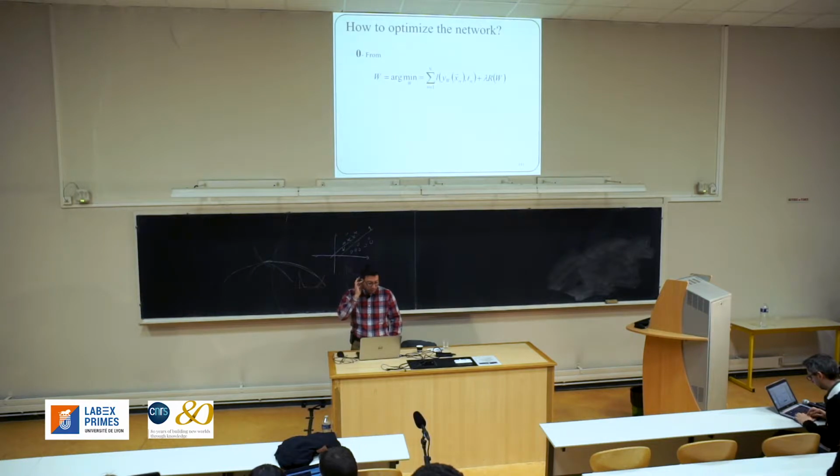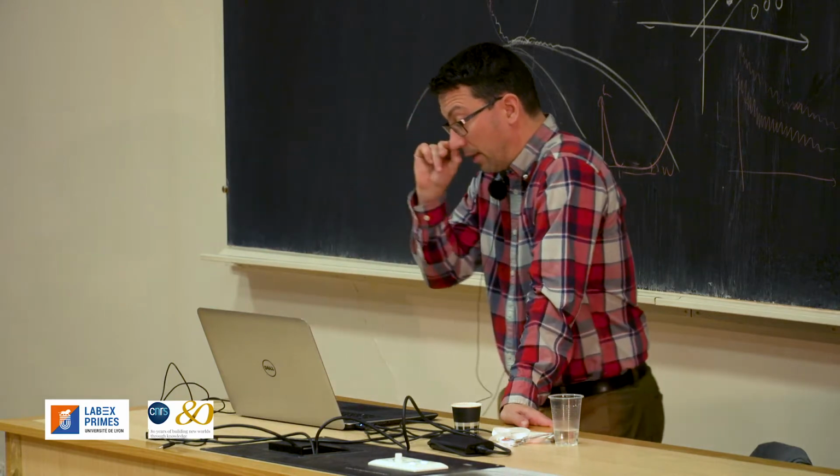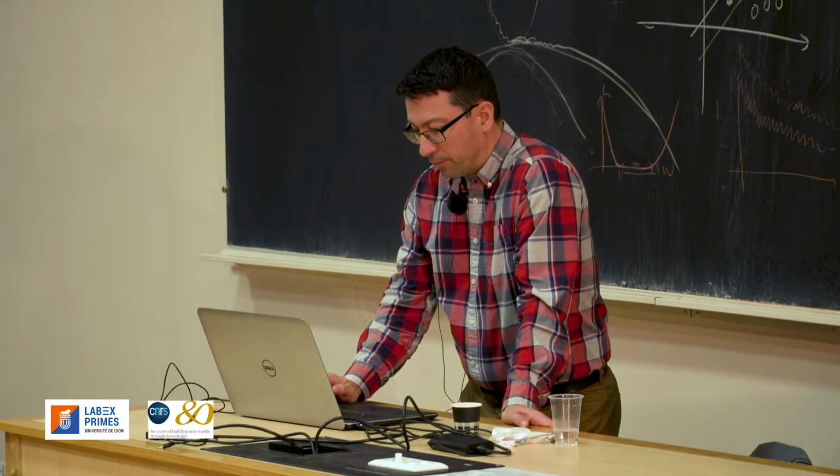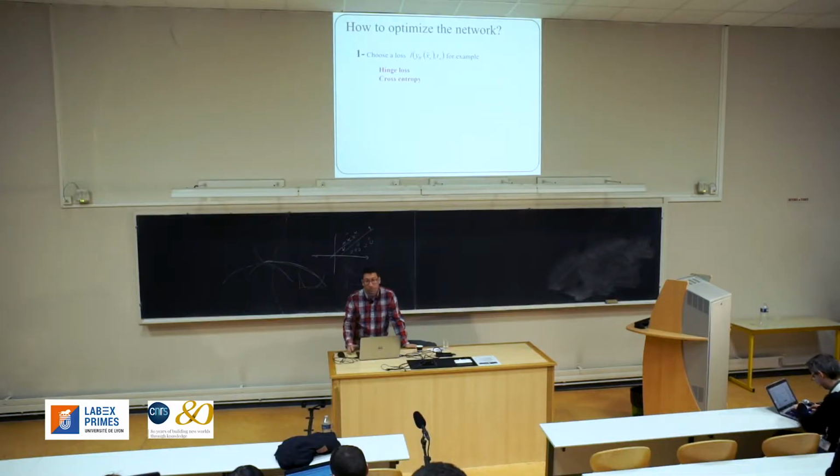Okay, so how to optimize a network? Well, first and foremost, you have to define what loss you want to implement. So L has to be defined. We have seen a few. Also, you have to define whether you are going to use lambda, and what kind of value of lambda you're going to use. If you use zero, it's as if you had no regularization, but most of the time we do some regularization. So you choose hinge loss, cross-entropy loss. There are many other losses that I'm not going to address in this class, but Christian will show some tomorrow.